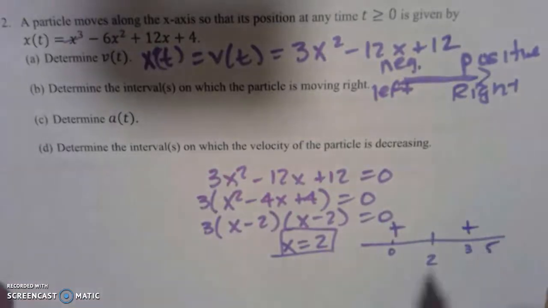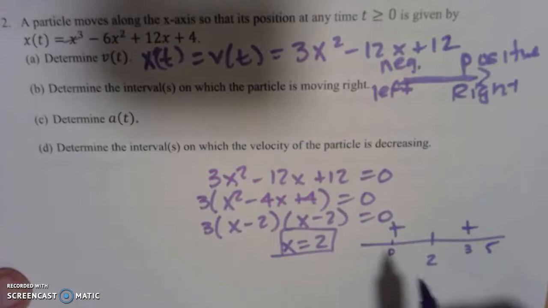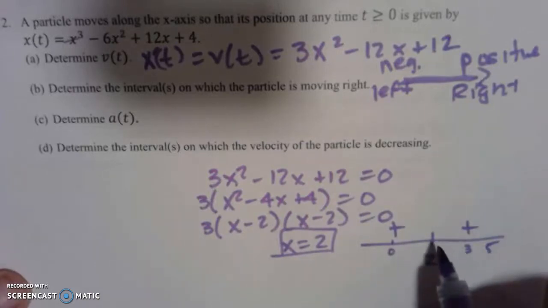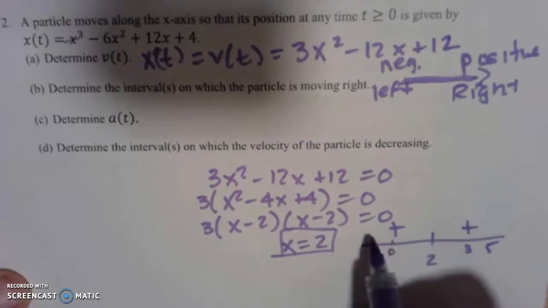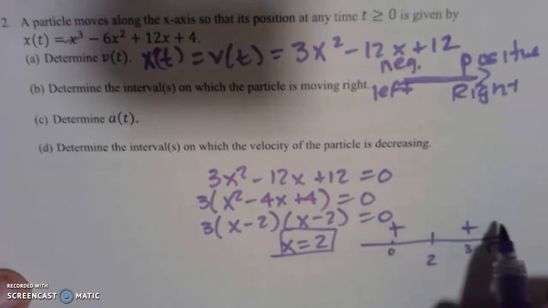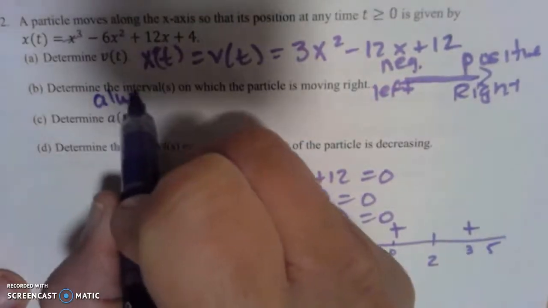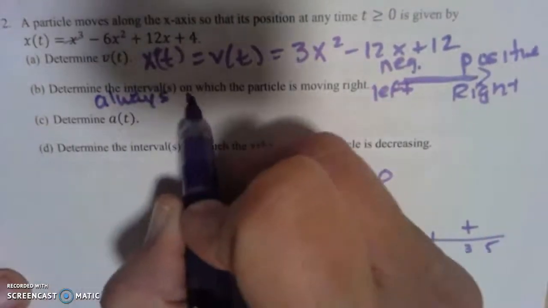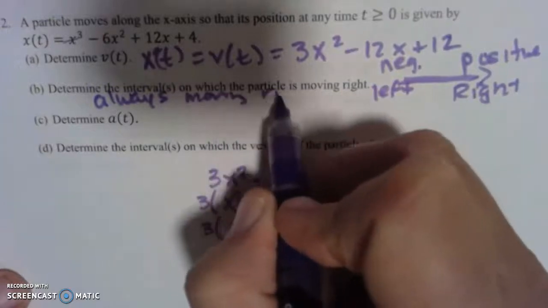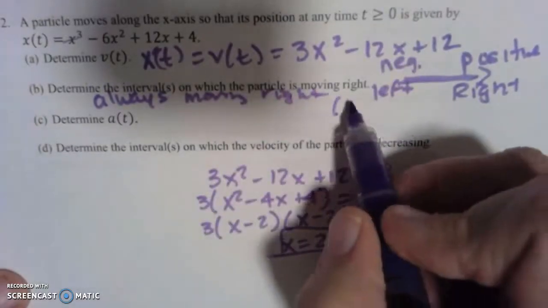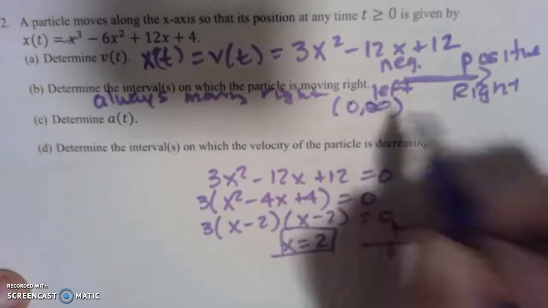So this particle is constantly moving to the right everywhere. We just have a critical point at 2, but this particle is continuously moving to the right. Okay, so always moving right. Okay, my interval, because I'm starting at 0, is 0 to infinity.